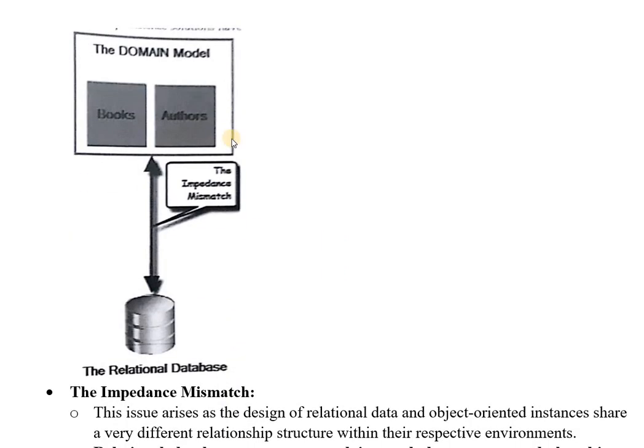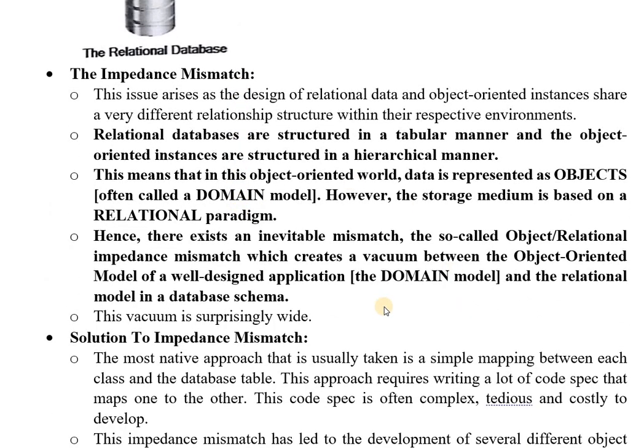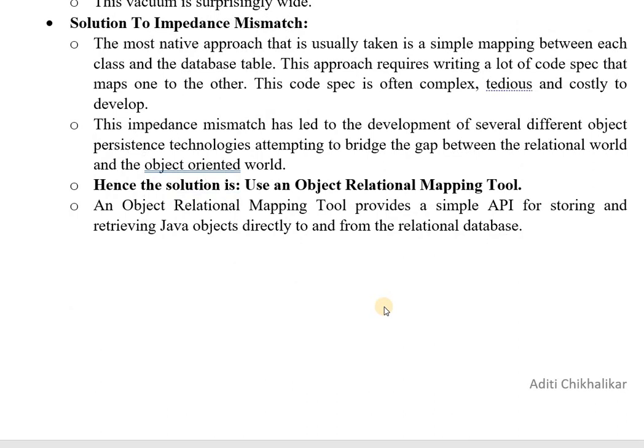Now, in domain model, we have a set of classes. In relational databases, we have tables. The gap between that is called impedance mismatch. Okay? उनका structure अलग होता है. Object-oriented world में objects होते हैं. Relational databases में tables होते हैं. So this mismatch is there. This vacuum is there. And this vacuum is quite big. Now to bridge this vacuum, what do we have? We have object relational mapping tool.